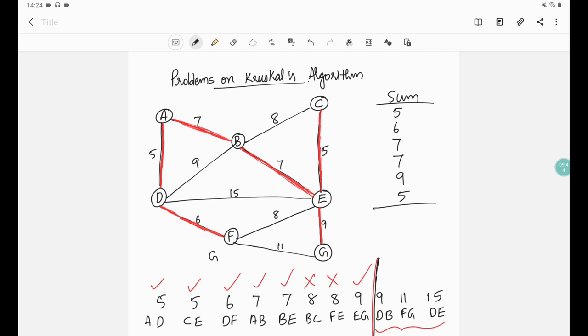So here the sum we obtain is 6 plus 5, 11, 11 plus 7, 18, 18 plus 7, 25, 25 plus 9, 34, 34 plus 5, that will be 39. 39 will be the sum of weights of edges present in the minimum cost spanning tree. And one thing also should be added. Here we have chosen edges in different order. We have seen that where the weights.